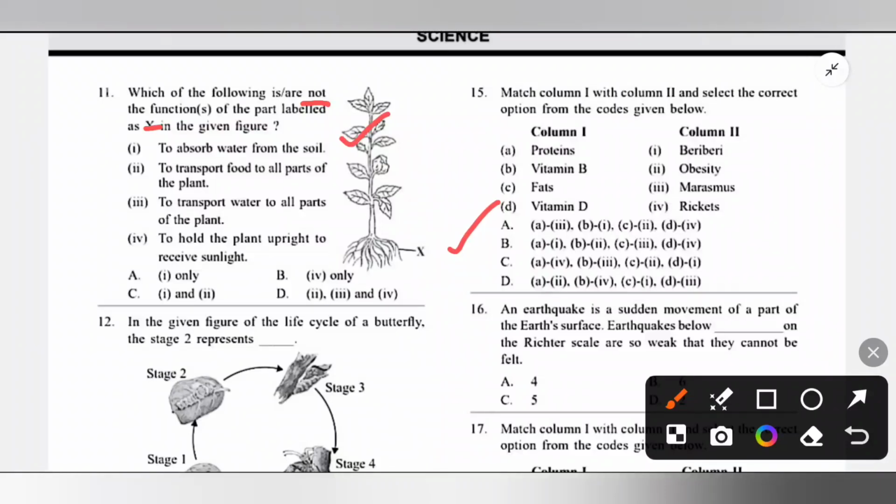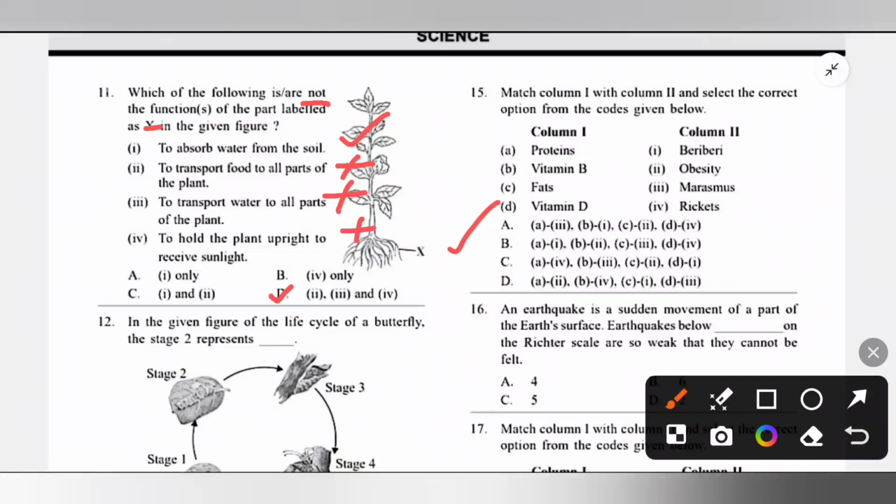Second one, to transport food to all parts of the plant. No, actually it is the function of stem, not root. Third one, to transport water to all parts of the plant. It is also a function of stem, not root. Fourth one, to hold the plant upright to receive sunlight. It is also a function of stem, not root. So we need to find the not function of root. So 2, 3 and 4 are functions of stem, not root. So option D is the correct answer.